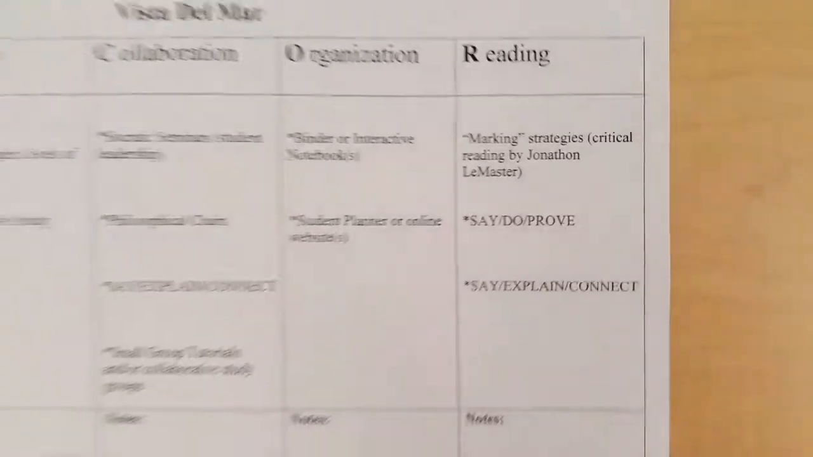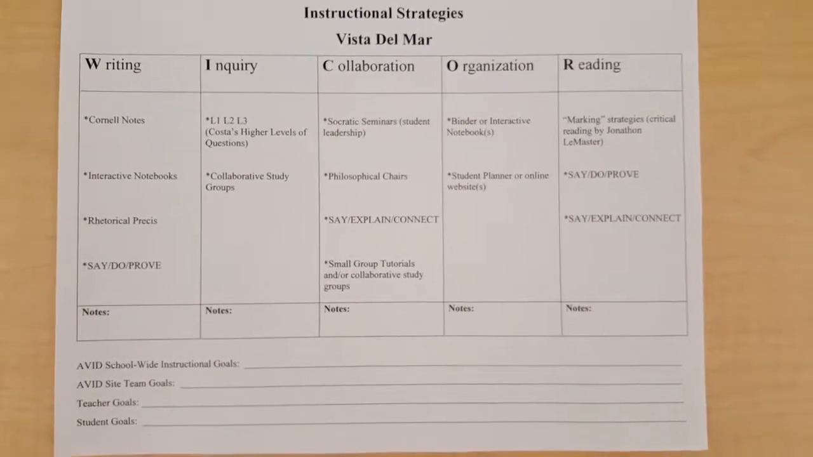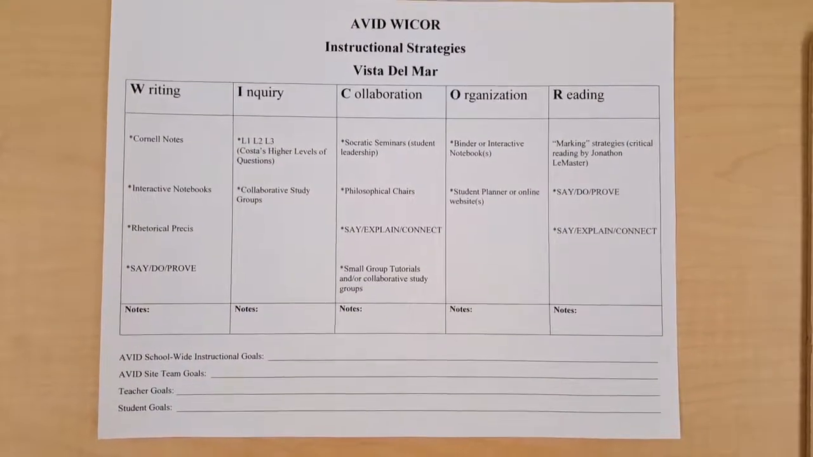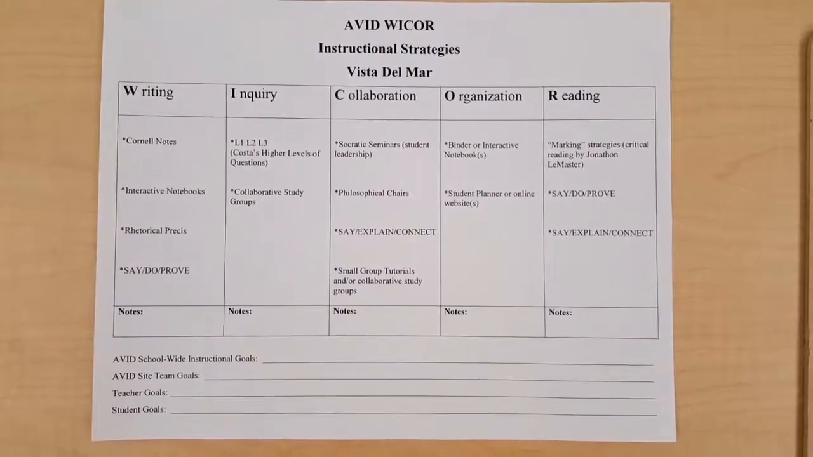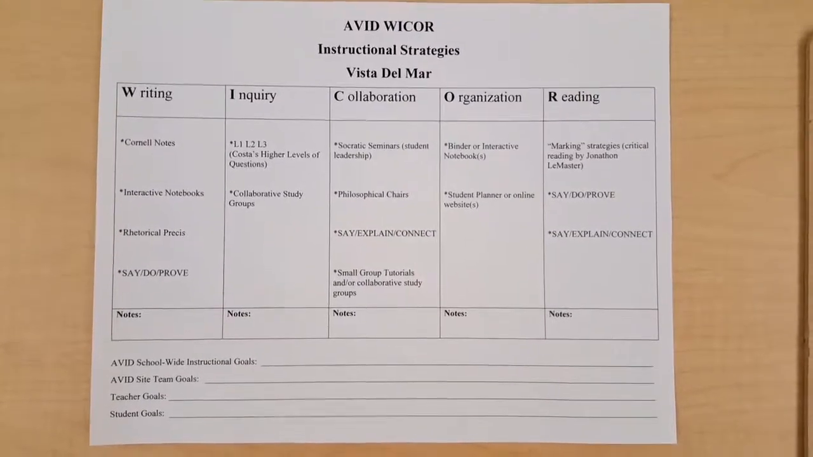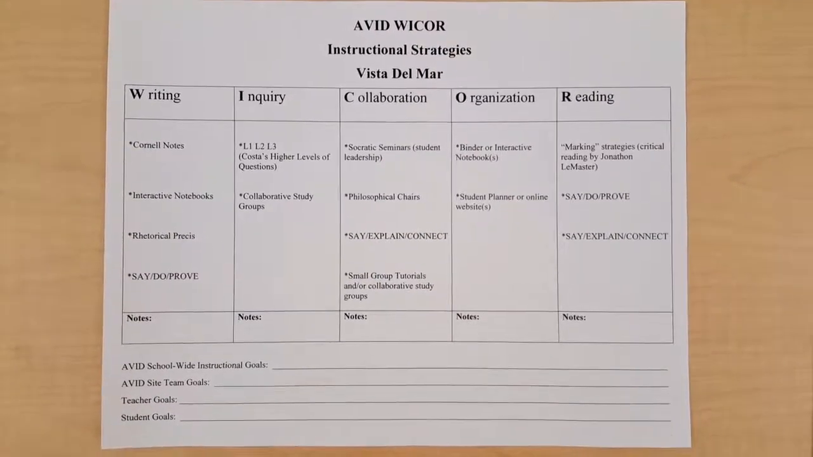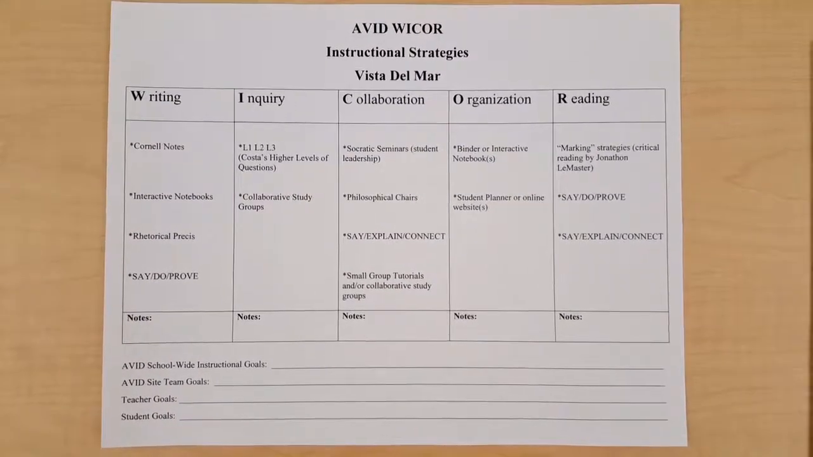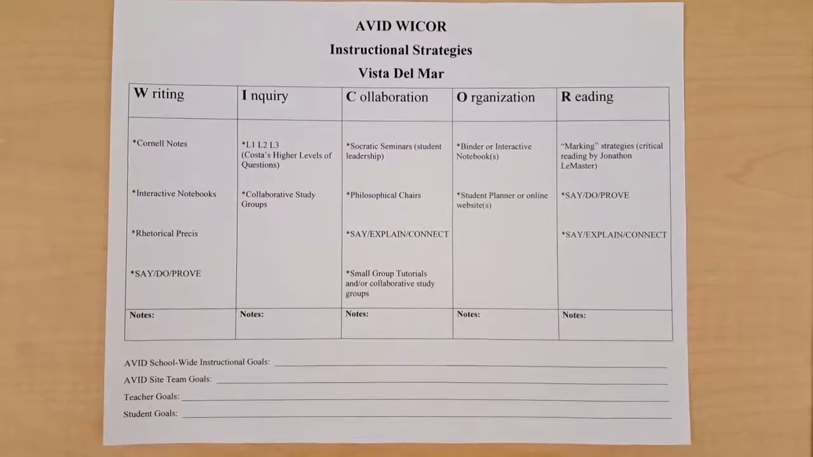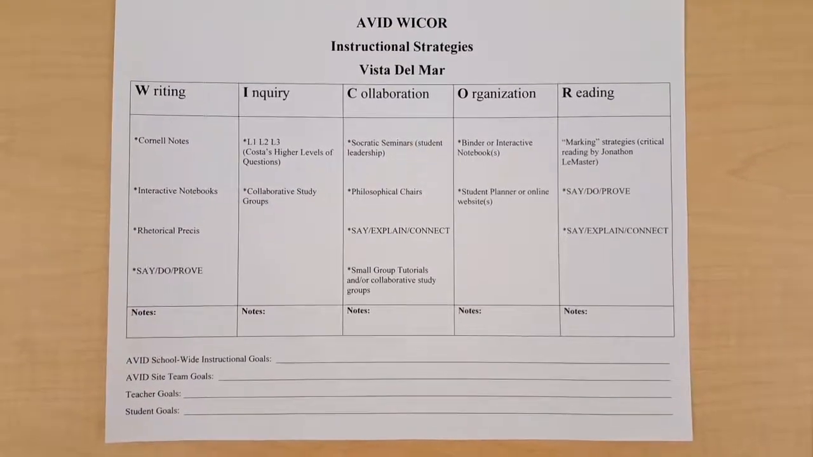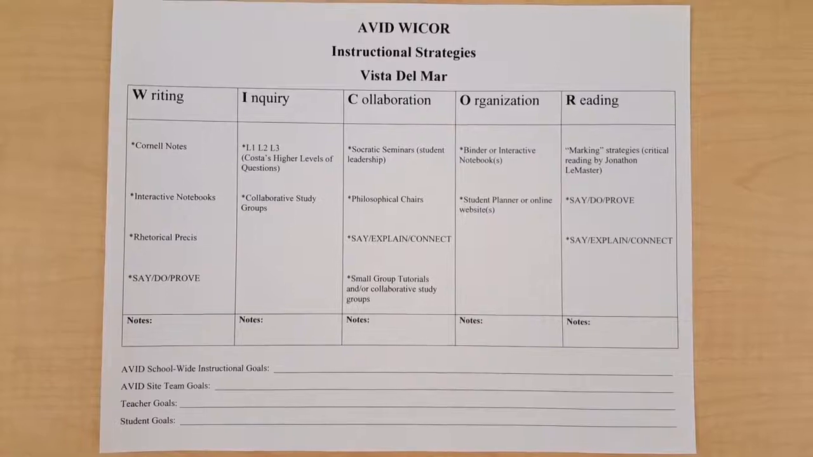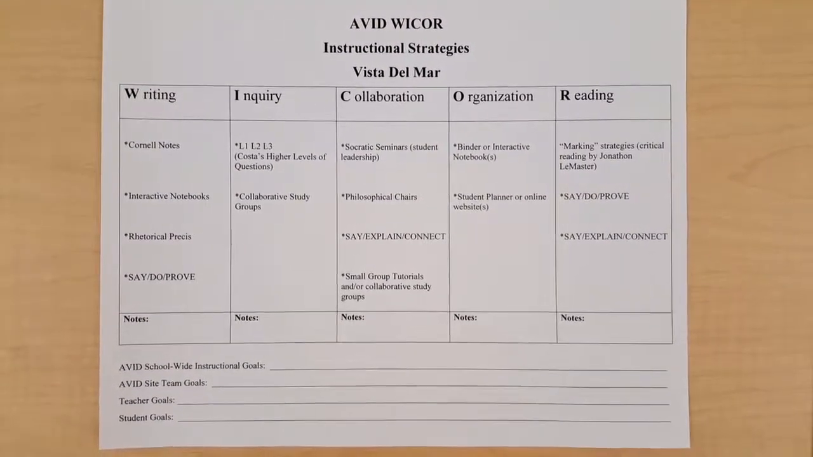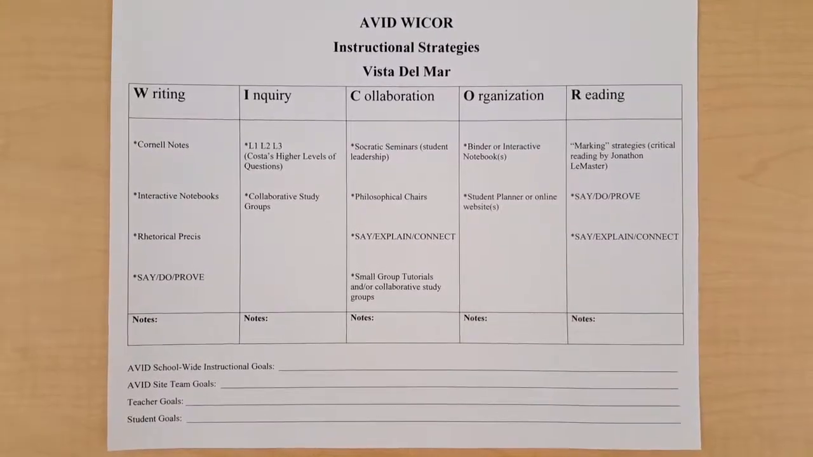And I'll show you more for each one of these and how they look, and we'll show student samples, and teachers will give out examples. And then you can see on the far right, say, do, prove again, say, explain, and connect again. As I stated earlier, there is overlap between these, but the focus for Avid is WICOR, writing, inquiry, collaboration, organization, and reading. And for every single one of these on this YouTube channel, I will provide examples. Our Avid site team will provide examples of videos documenting each instructional strategy.